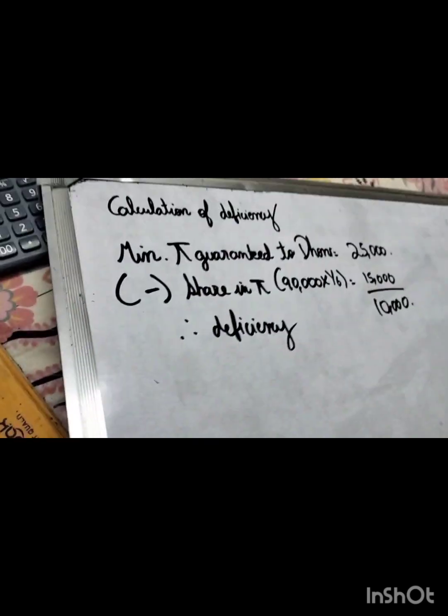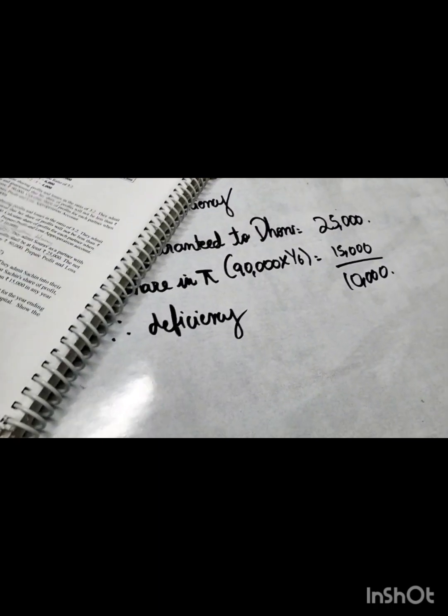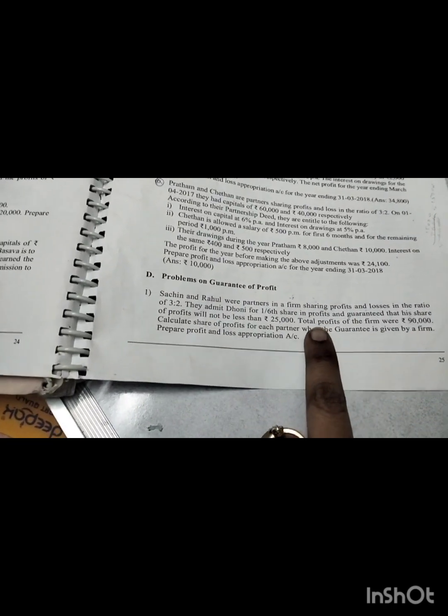And then I'll just show you how I got that. Why did I take 90,000 into 1/6? If you read this question, they have given the total profits of the firm was 90,000. Here we are actually subtracting the share in the profit. Because there are only two partners, Sachin and Rahul, and Dhoni was admitted, the new profit sharing ratio is going to be 3:2:1. So that's going to be 1/6. You might wonder why 1 by 6, because 3:2:1.